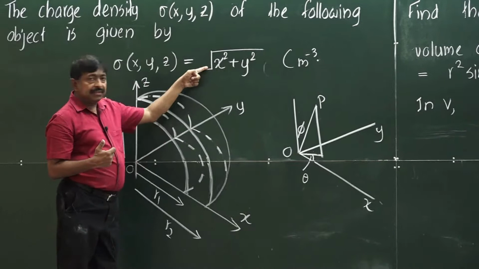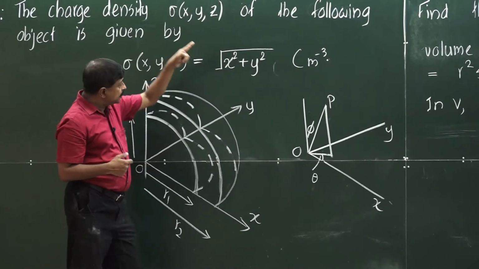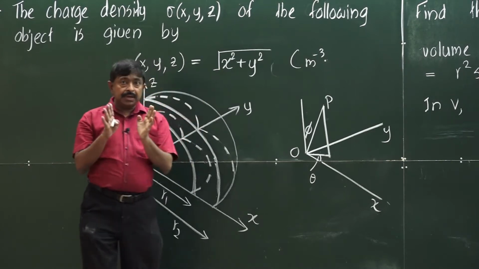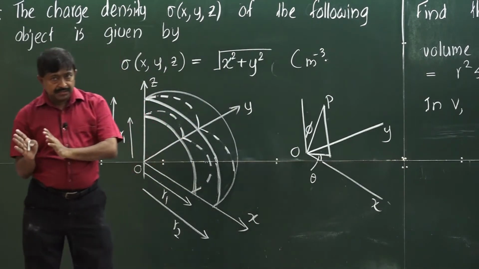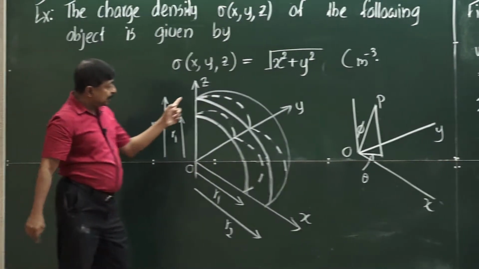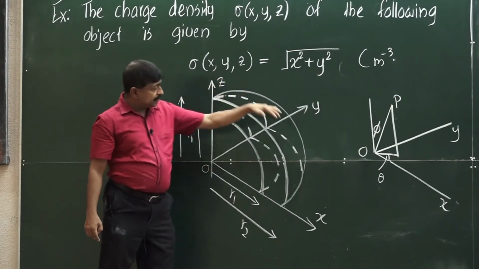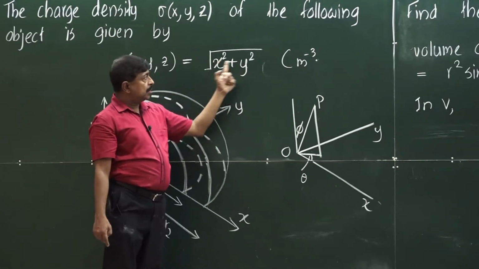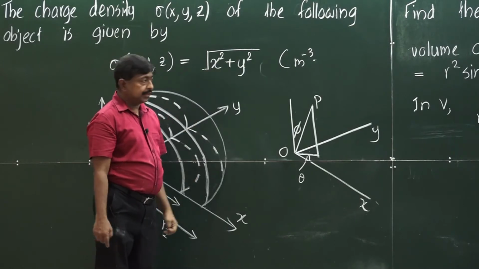Now, the charge density is given like this. Again, this is in the rectangular coordinate system. So, we have a little problem when we are dealing with a rectangular coordinate system here, because the object is a portion of a sphere. Therefore, we have to convert this into spherical polar coordinates.